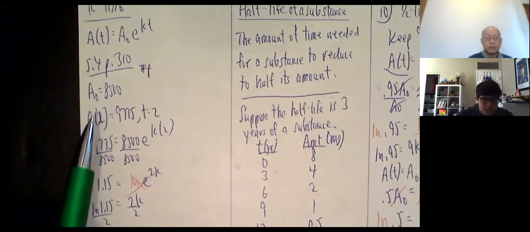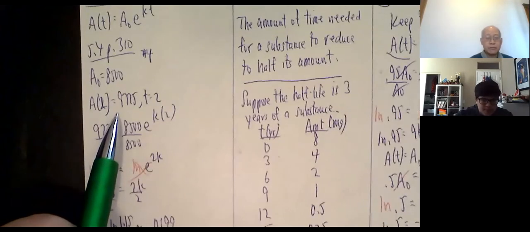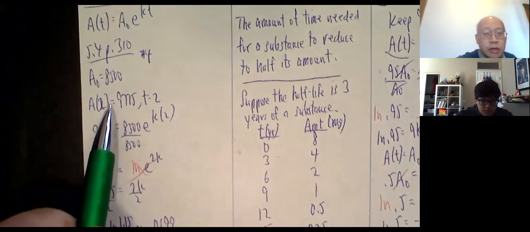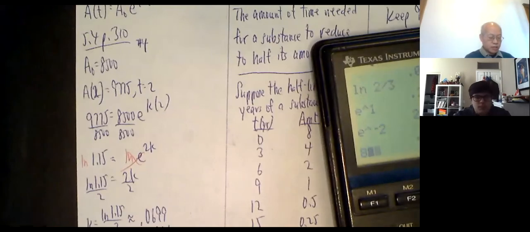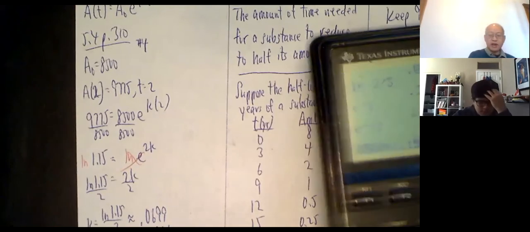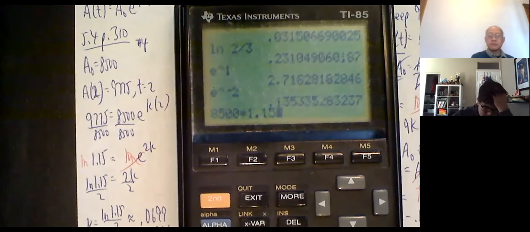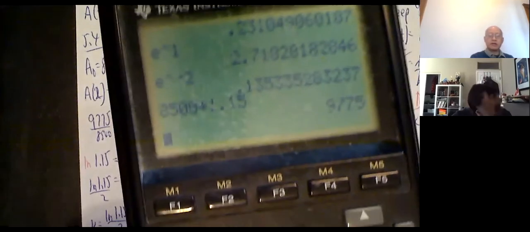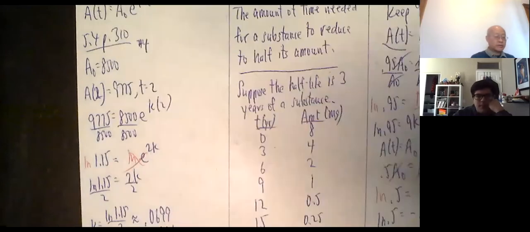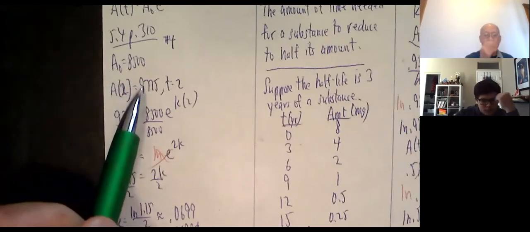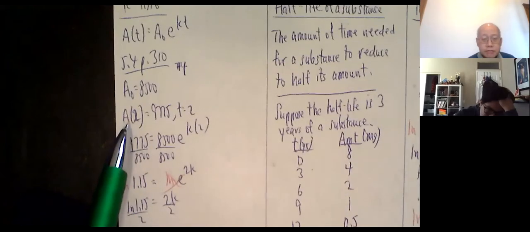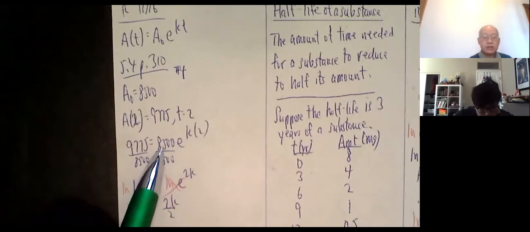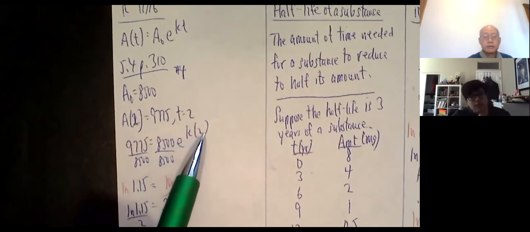I multiplied by 1.15 and I got 97.75, so A of 2 is 97.75. That's 8,500 times 1.15. Sorry if I aim the calculator the wrong way, that kind of burns out your eyeballs. 97.75. Okay, so I plug all that in to figure out the k. The new amount, A of 2, the amount at time 2, is 97.75. That goes there. 8,500 is the initial amount. e to the k times 2.